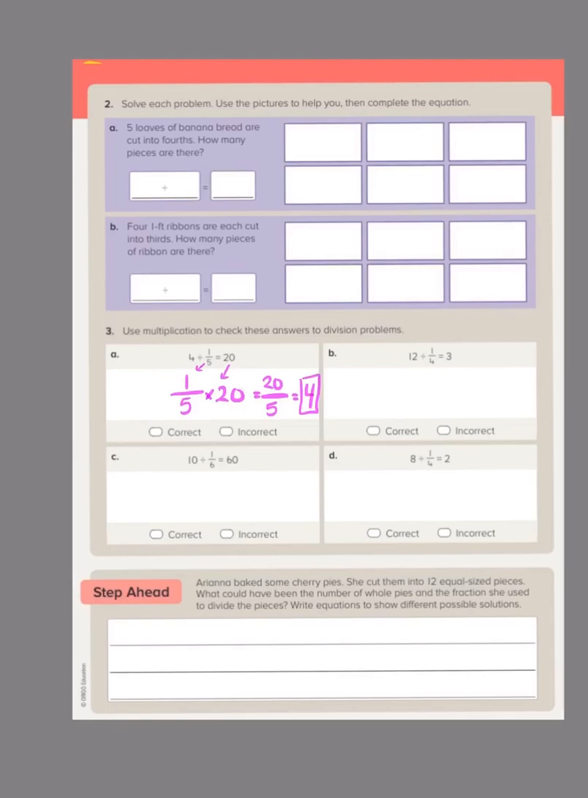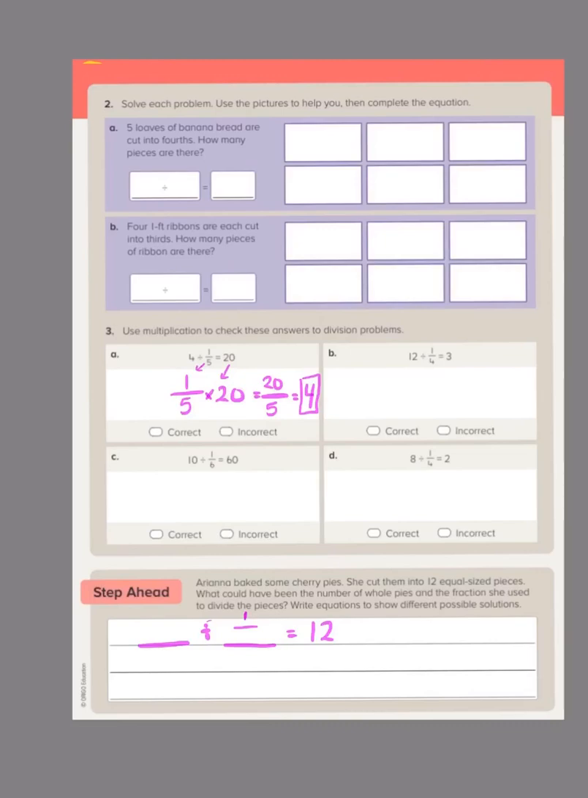All right, now let me look at the step ahead. It says, Ariana baked some cherry pies. She cut them into 12 equal-sized pieces. What could have been the number of whole pies and the fraction she used to divide the pieces? So you're trying to figure out a whole number divided by a fraction that gives you the answer 12. Think of a whole number and a unit fraction, 1 over something, equals 12. It's a little challenging, but I think you guys can do this.